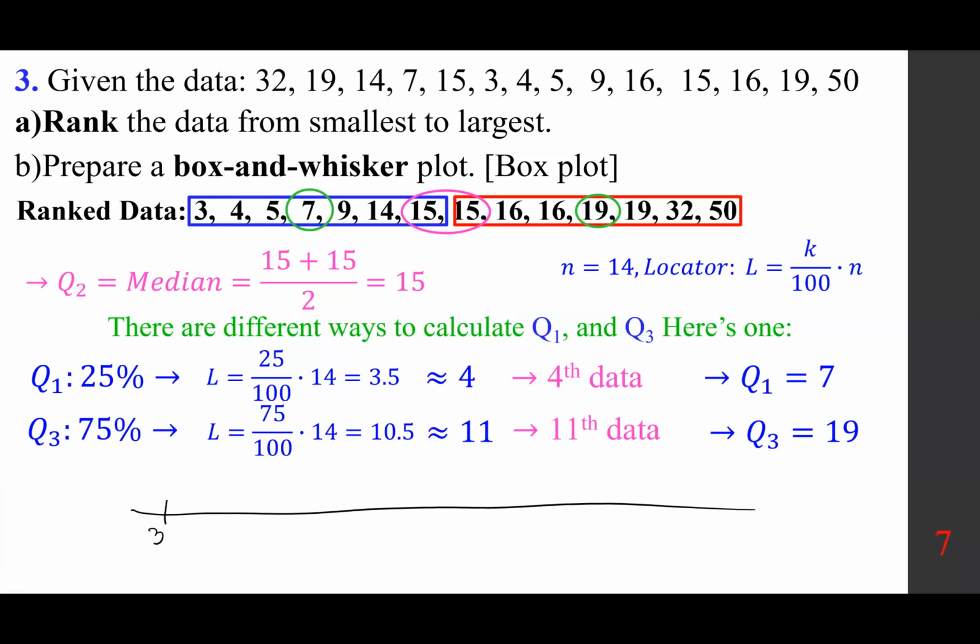Let's say this is 3. Let's say this is 50. Let's say this is 7. Let's say this is 15. Let's say this is 19. You make up a box here. And those are the tails, the whiskers, if you will. That's the idea. Let me show you, of course, a better graph.